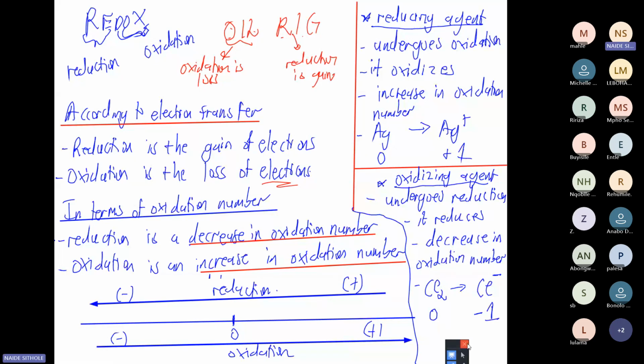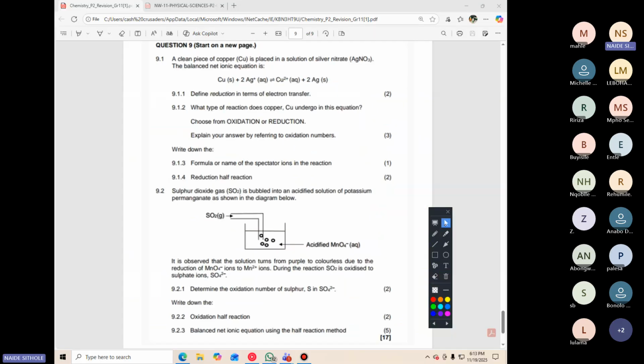Okay. Let me move on. Common things that you might face is this, and we are given a question here. We are given this reaction: copper solid plus 2Ag plus in aqueous, to give us Cu2 plus aqueous and 2Ag. And here we are told, 9.1.1: define reduction in terms of what? Electron transfer, right? In terms of electron transfer.